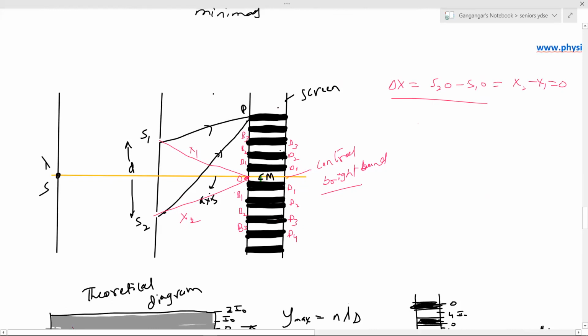Okay, let's discuss this one. What is the intensity at this particular point? 4 I naught. What is the intensity at this point? It will be 0. Why will it be 4 I naught there? The intensity due to this is I naught, and this is I naught. So the resultant intensity here will be 4 I naught, maxima here. Here it will be 0.